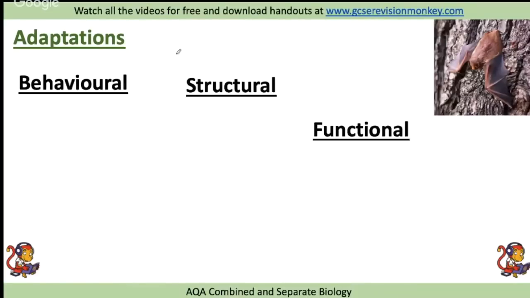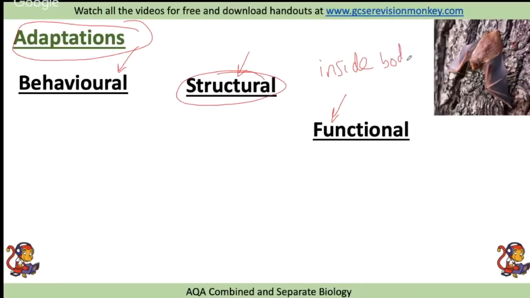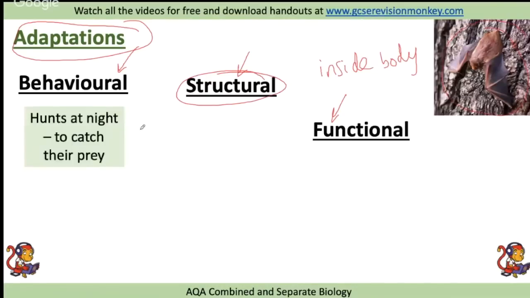Adaptations then, they could ask you again about adaptations of any animal or plant. So just look carefully and use your knowledge of what's in front of you to think about things that are behavioural, structural, and functional. Behavioural is how the animal behaves. Structure is what it looks like, what its structure's like. And functional is anything that happens inside the body. So anything to do with its metabolism or whether it respires or the processes that happen inside the body. So for example, if we take this bat here, we could talk about behavioural. It hunts at night to catch its prey.